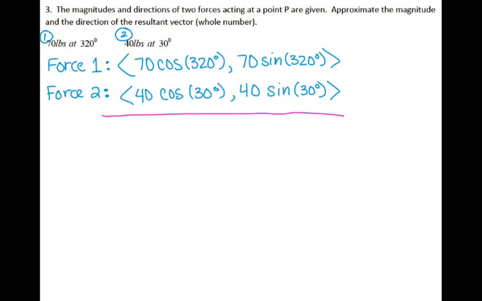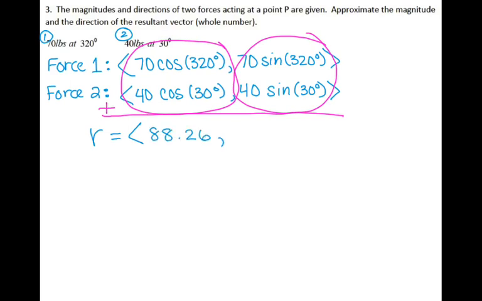Now the resultant vector comes from adding these two vectors together. So what I want to do is I want to add the corresponding components together. So I'm going to add these two together and these two together. And I'm going to do that all in my calculator, and this is going to be the resultant vector. So typing in my calculator, I have 70 cosine of 320 plus 40 cosine of 30. And that gives me 88.26.